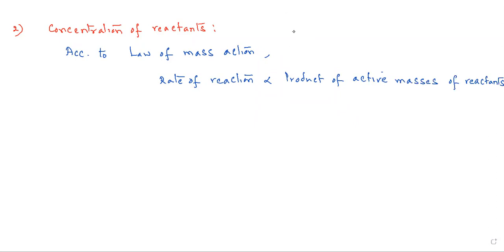What do you mean by active mass? This is nothing but molar concentration, nothing but molarity, represented by writing the symbol or formula in square brackets. So anyway, the rate of the reaction is directly proportional to concentration.